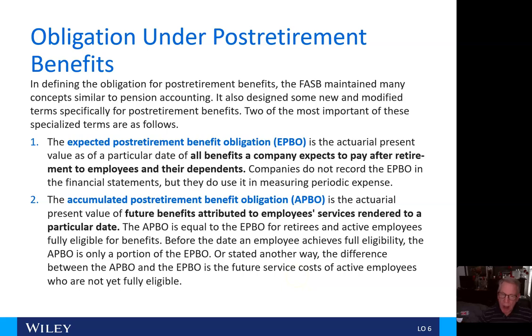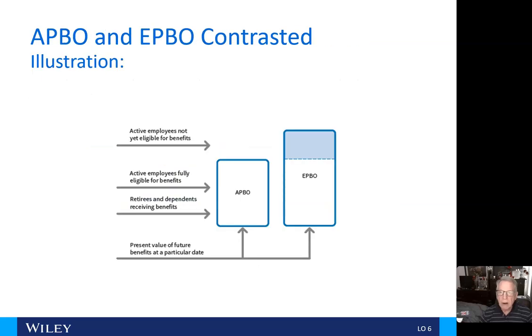Or stated another way, the difference between the APBO and the EPBO is the future service costs of active employees who are not yet fully eligible. I think it's illustrated nicely in this slide here.